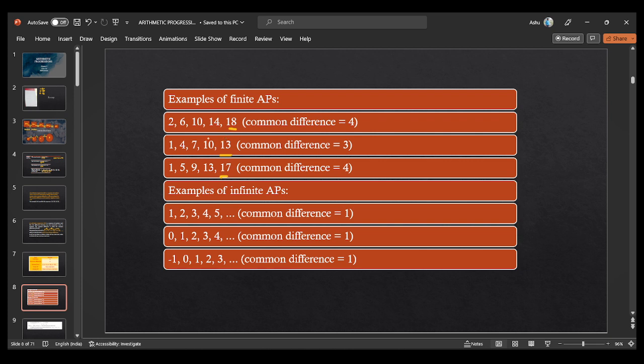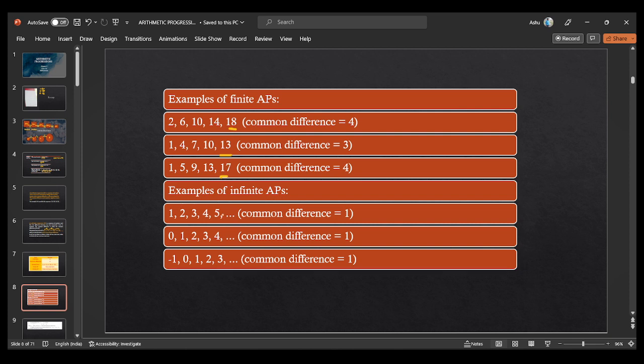If we subtract 13 minus 10, we get 3. 10 minus 7, we get 3. 7 minus 4, we get 3. 4 minus 1, we get 3. So the common difference is 3. Now if we subtract 17 minus 13, we get 4. 13 minus 9, we get 4. 5 minus 1, we get 4. So these are the common differences of finite APs, where the last term is known and fixed.